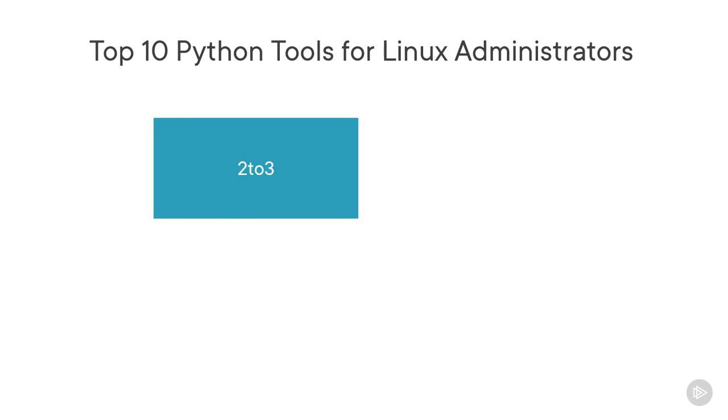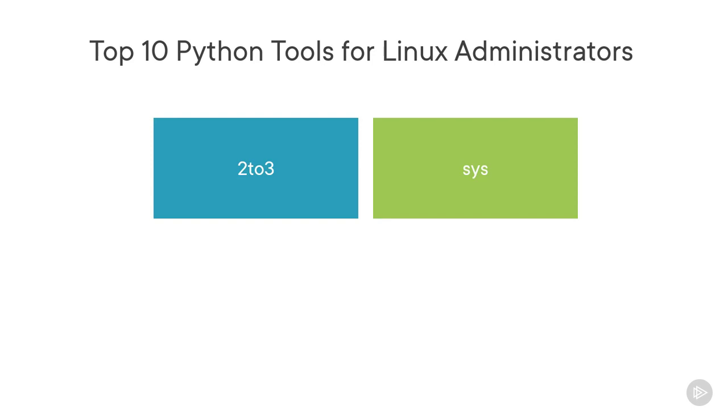Now, the next one is called 2to3. And what 2to3 does is it helps you migrate your Python 2 scripts into Python 3. And so this is very handy and very useful if you have Python 2 scripts that you need to go ahead and upgrade to work with Python 3. And then we have the sys module.